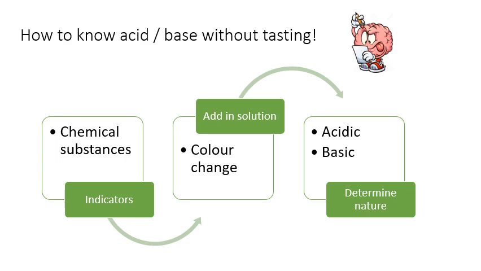So what are indicators? They are chemical substances. What do they do? They indicate the presence of an acid or a base with the help of a color change. When do they do it? When you add them in a solution. So I take a solution, I add the chemical substance that is an indicator and I see a color change, and that color tells me whether the substance that I had taken is acidic in nature or basic in nature.